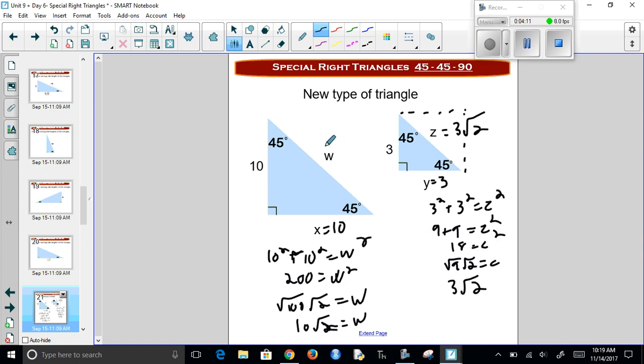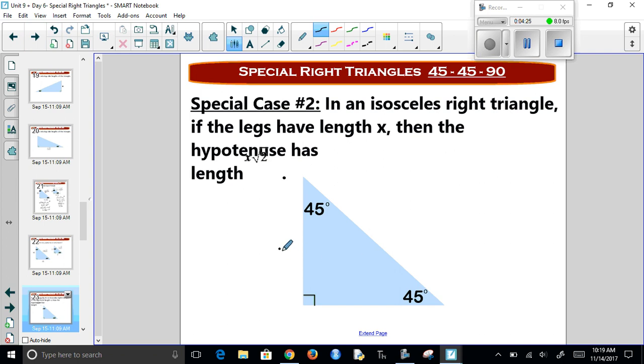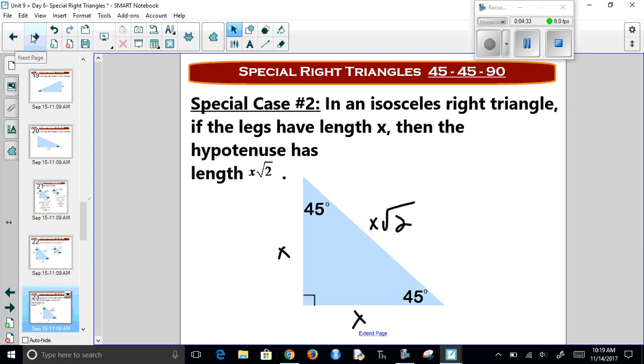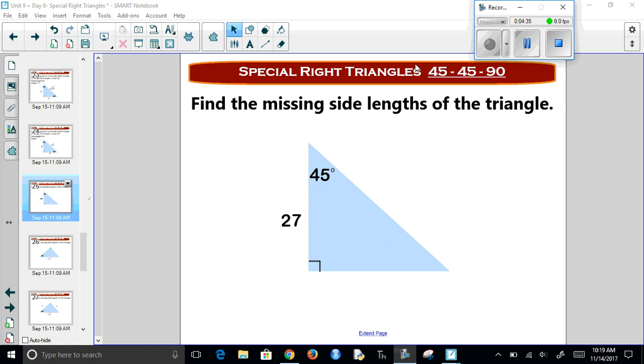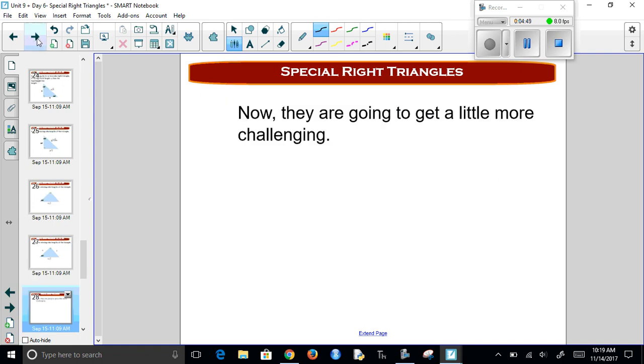All right, so hopefully you see the pattern. In a 45, 45, 90, two sides are the same, and the diagonal or the hypotenuse is going to be that number times the square root of 2. So if this is x, this is x, this is x times the square root of 2. Now I'll do one problem. If that's 27, this side is going to be 27. And this side is going to be 27 times the square root of 2. All right, I'll let you do the rest of these problems here.